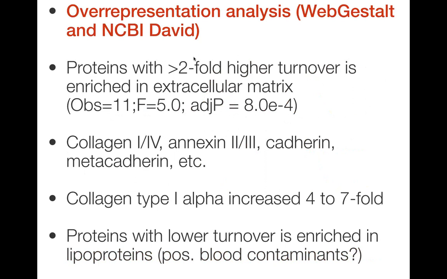So the first thing we did with the data set was an enrichment analysis, such as using WebGestalt and NCBI DAVID to try to find out what are the proteins with extreme changes in either turnover or abundance. I'm going to skip this slide of details, but we see a lot of extracellular matrix proteins with higher turnover, which is what you would expect in cardiac remodeling, actually.